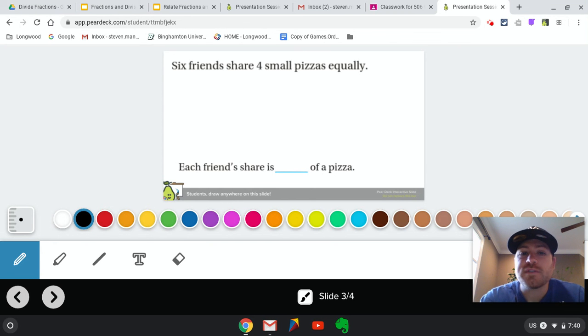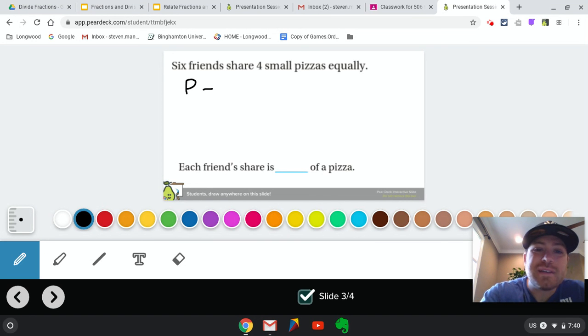Okay, so if we have 6 friends share 4 small pizzas equally, the first thing we say is, what thing is being broken up into pieces or shared? That thing is pizza. So I'm going to actually write in words a P for pizza, because that's the thing that's being broken up or cut up or split up or shared.